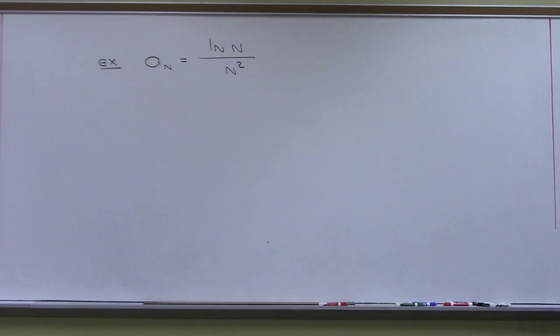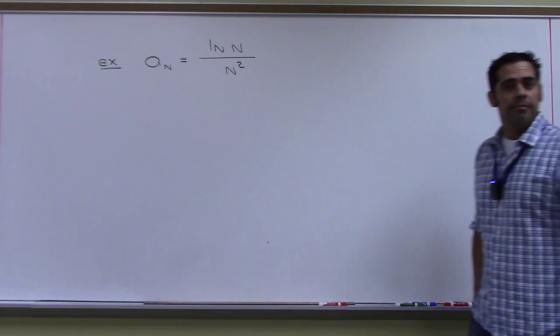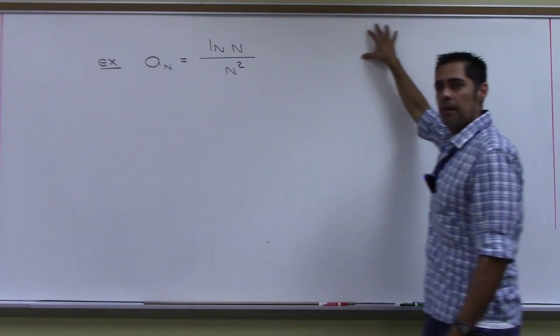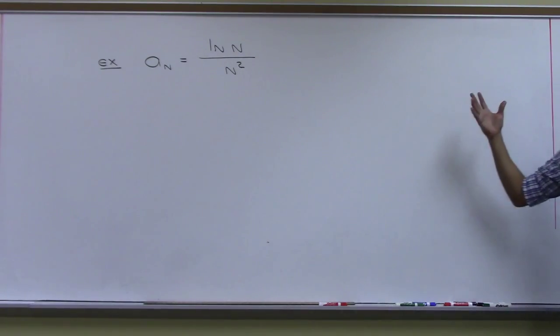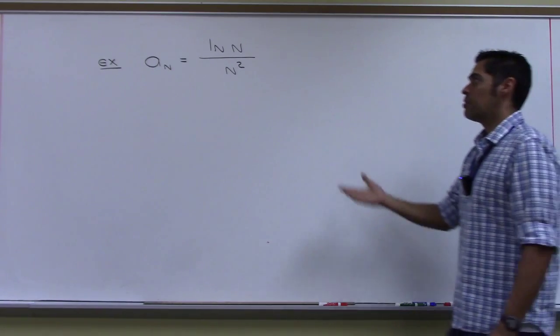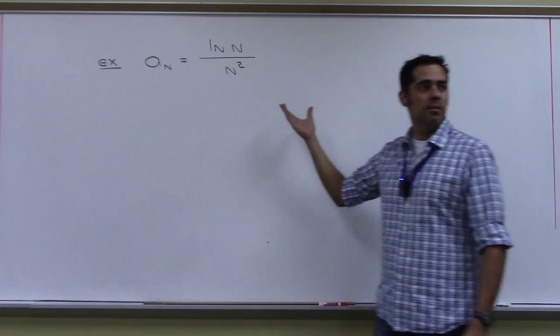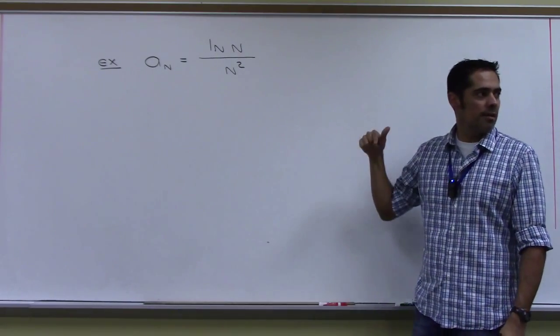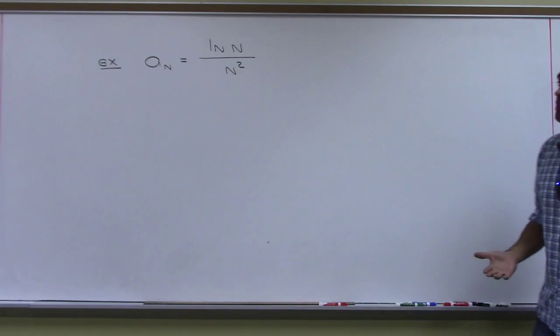All right, so how about this one? Infinity over infinity, right? Natural log gets big as n gets big. N squared gets big. You have infinity over infinity again. Now, if we could do L'Hopital's rule, would you like to do L'Hopital on this one? Because the derivative of the top is nice, isn't it? 1 over n, derivative of the bottom is 2n. That would probably work out pretty nice.